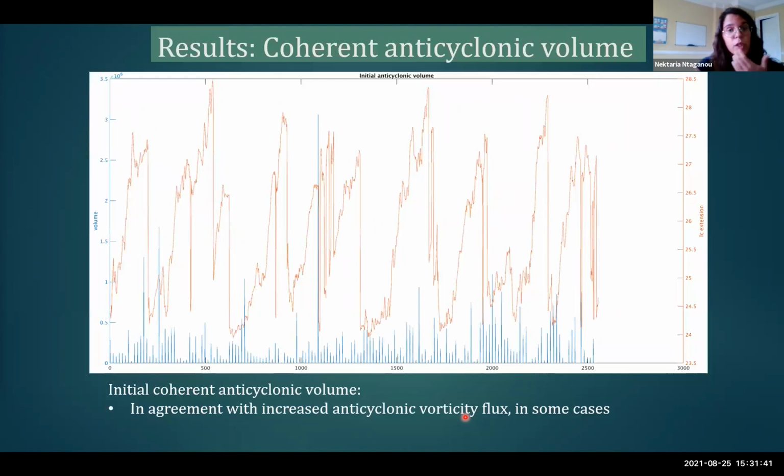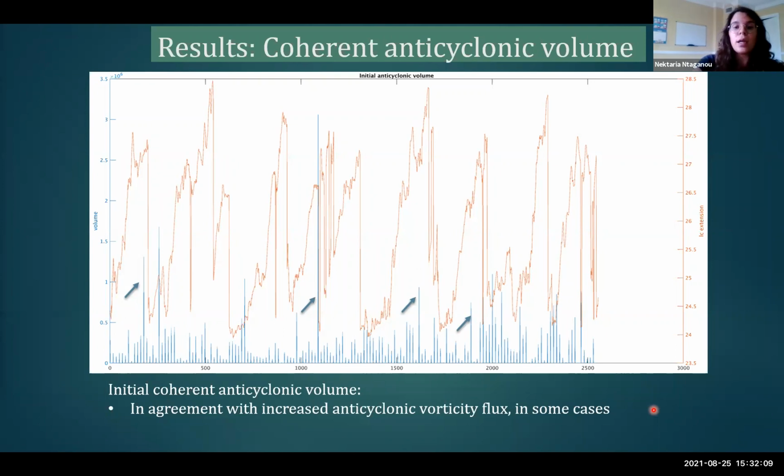A similar thing happens with the coherent anticyclonic volume. This plot shows again the discrete time series of coherent anticyclonic volume, all the anticyclones detected south of the Yucatan, along with the Loop Current extension. In some cases, again, before the Loop Current eddy detachment, the coherent anticyclonic volume is increased.